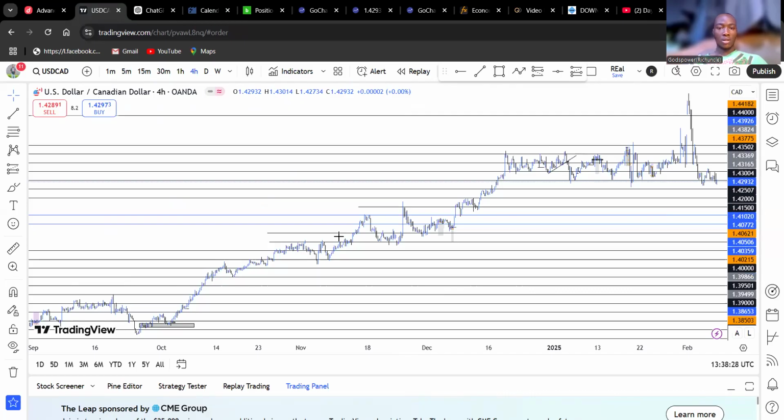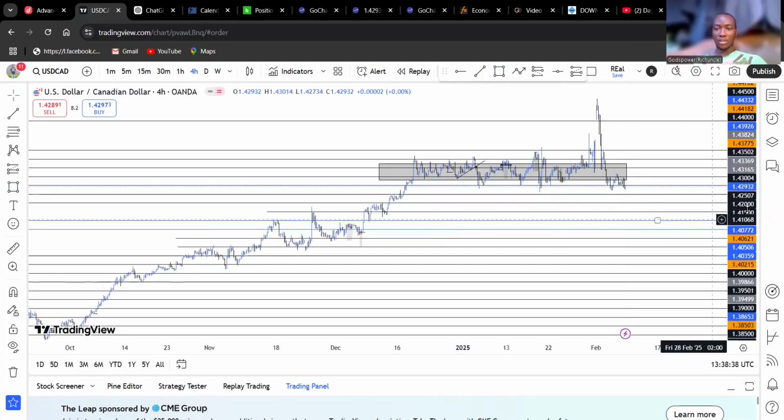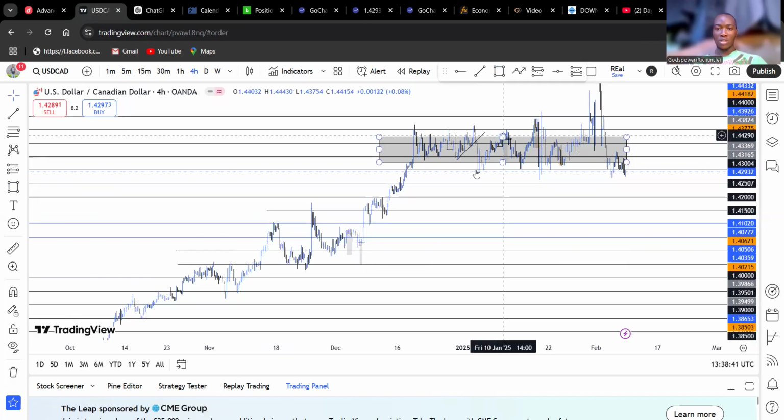As you can see here, on USD CAD, the overall structure is still bullish, but the current structure is bearish. This is the lowest point of this market. It has broken this low and created this high, and from this high we have now gotten back to this zone. Overall, this market is consolidating.